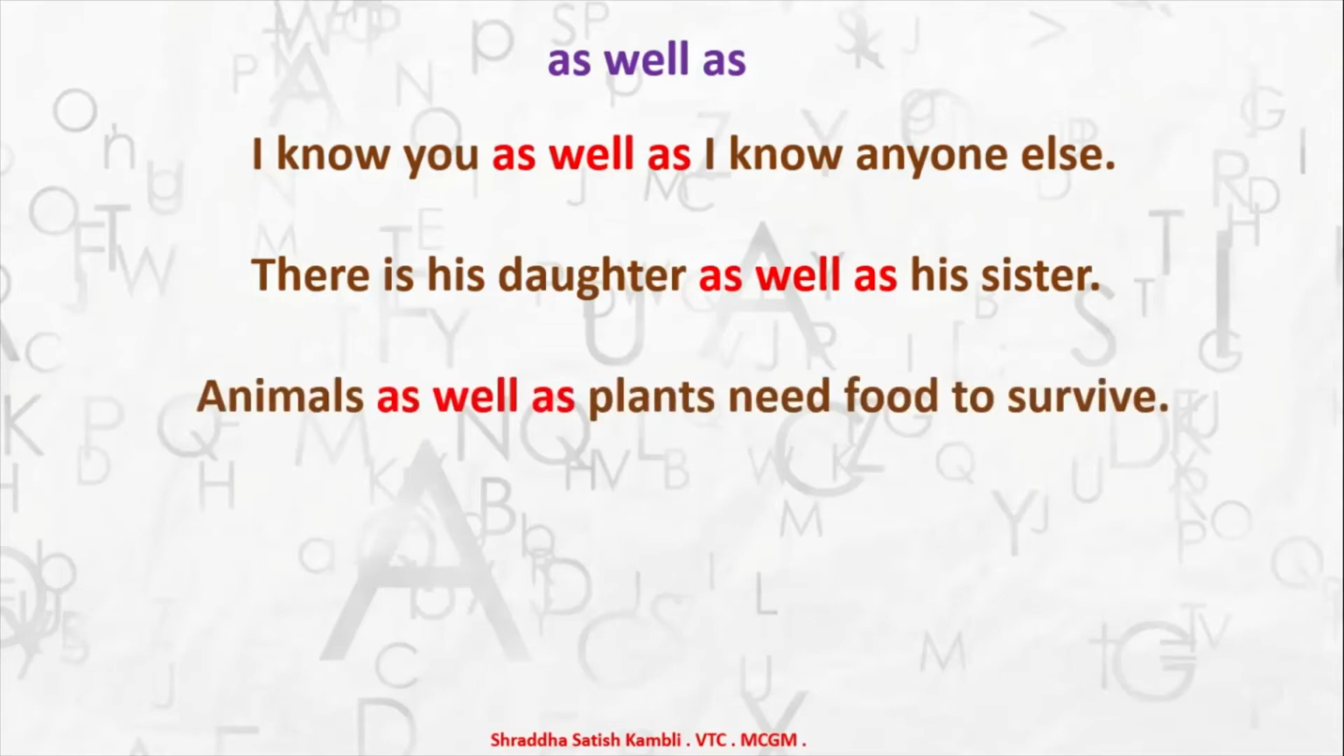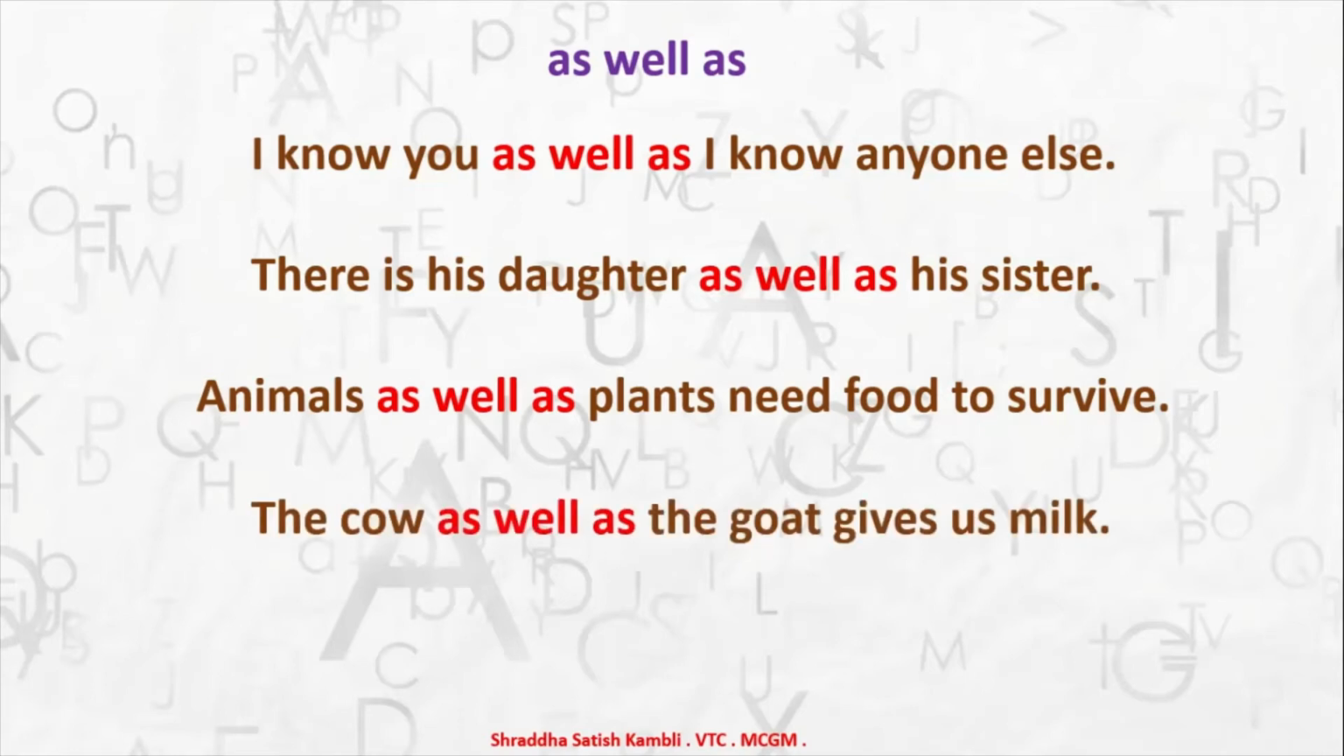Then, animals as well as plants need food for survival. So instead of saying animals need food to survive and again saying plants need food to survive, what have I done? I've combined the two. I've clubbed the two sentences together and I have said animals as well as plants need food to survive. Then, the cow as well as the goat gives us milk. So the cow gives us milk and the goat also gives us milk. That is why we've used the phrase as well as here to combine these two sentences together.